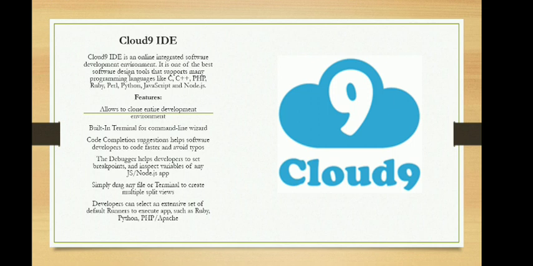Code completion suggestions help software developers to code faster and avoid typos. The debugger helps developers to set breakpoints and inspect variables of any JS Node apps. Simply drag any file or terminal to create multiple split views. Developers can select an extensive set of default runners to execute apps such as Ruby, Python, PHP, and others.